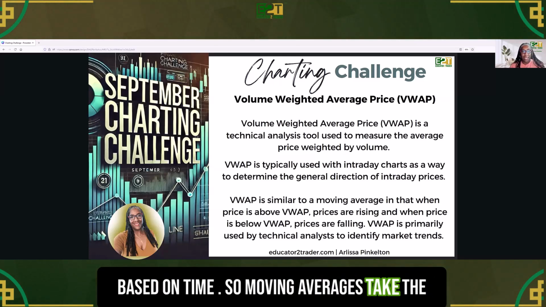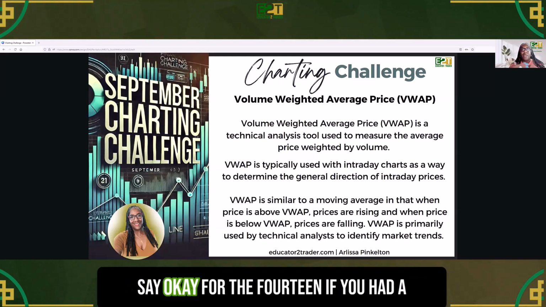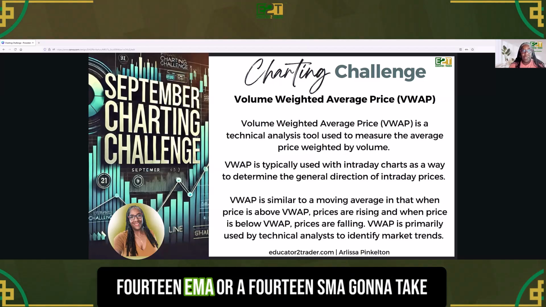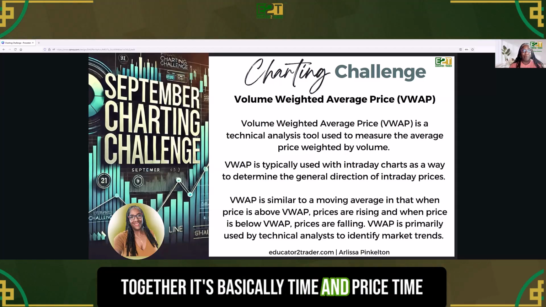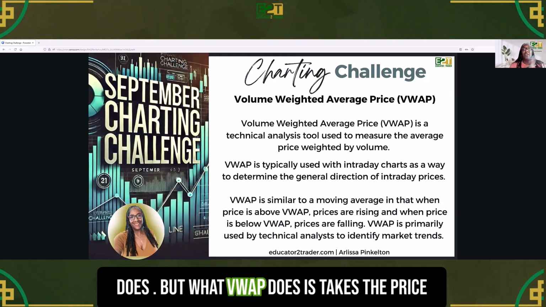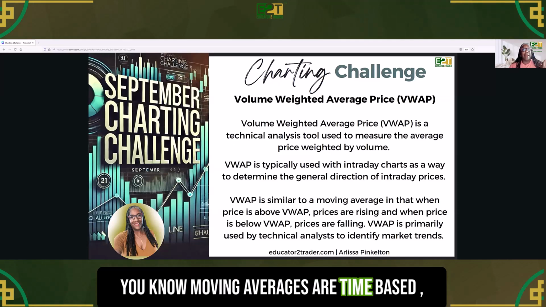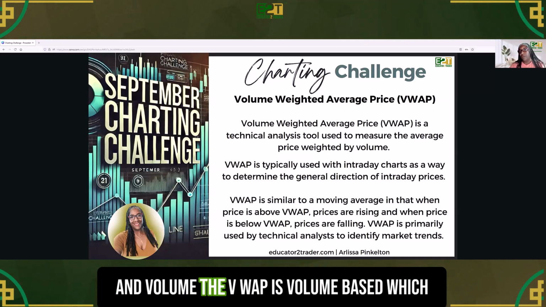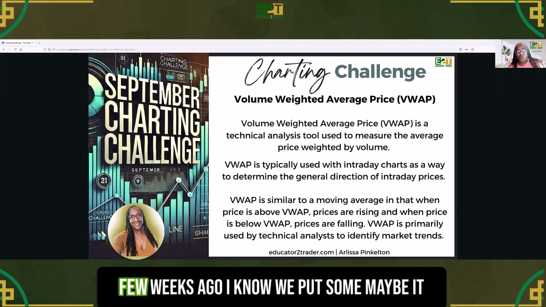So moving averages take the last 14 periods, right? If you've got a 14 EMA or a 14 SMA, it's going to take the last 14 periods and average them together. It's basically time and price, time and price. That's what the moving average does. But what VWAP does is take the price and the volume at that price. Moving averages are time-based, and VWAP is volume based, which is important because we spent some time a few weeks ago on volume.